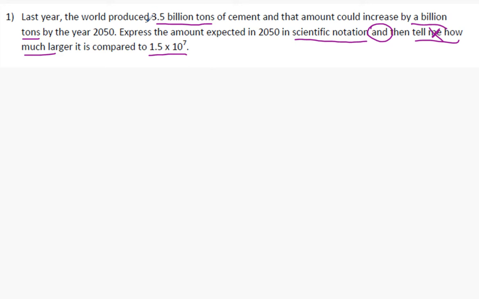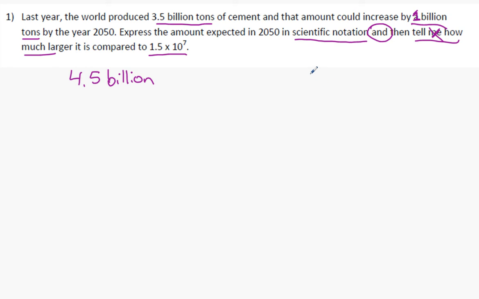Alright, so first we need to start off with what's the number we care about. It's not 3.5 billion because we're saying we're going to increase that by a billion more, by 2050. So 3.5 plus 1 more would be 4.5 billion. Alright, we need to express that in scientific notation. So first things first, we need to know how many zeros makes up a billion.